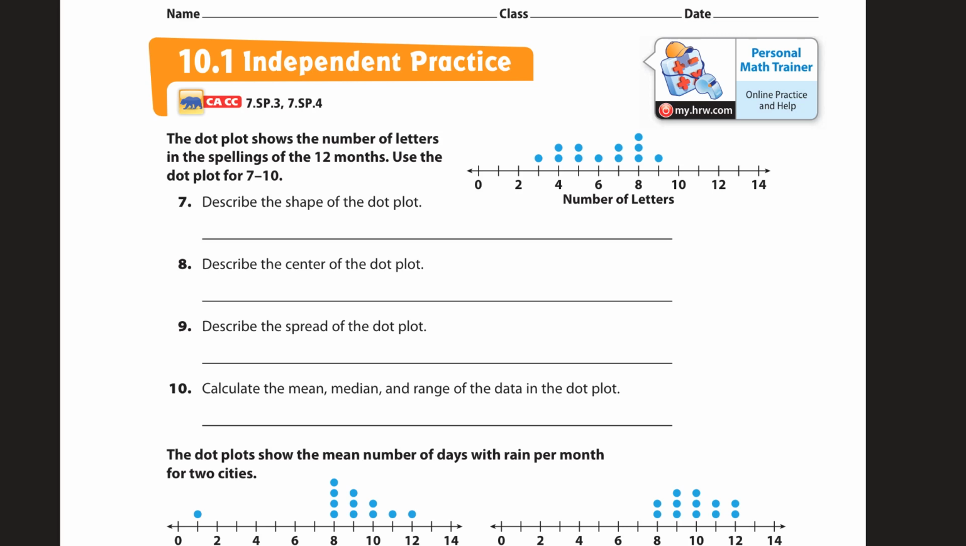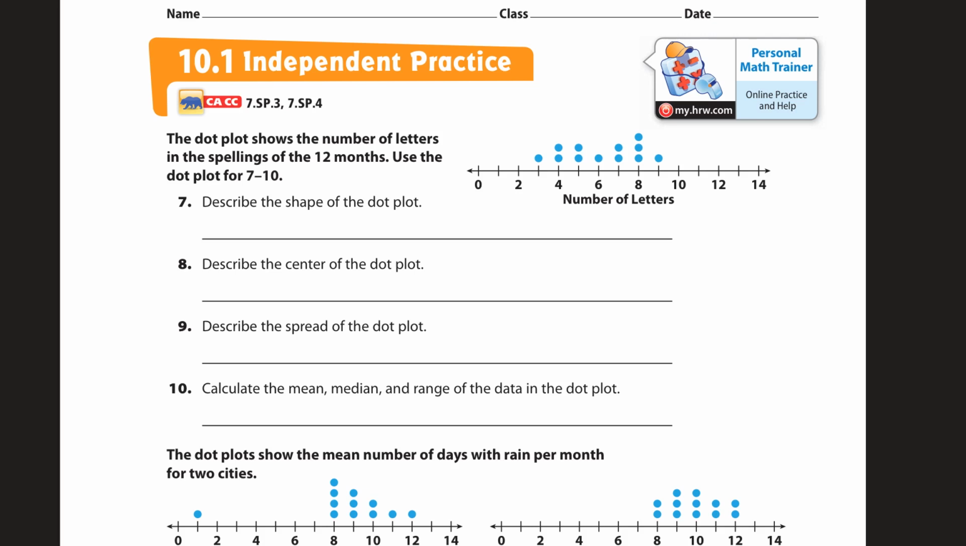Let's get started. The dot plot shows the number of letters in the spellings of the 12 months. Okay, so like May has 3 letters, M-A-Y. June, J-U-N-E, and July, J-U-L-Y. That's the number of letters in those words, and so on. Describe the shape of the dot plot.